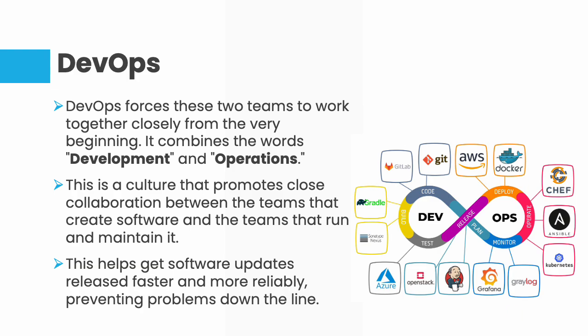It will give two big benefits. The companies can update their software more quickly, and there will be fewer errors and problems when the software is released. So DevOps is all about breaking down barriers between teams to deliver better software faster and more reliably. It's a culture of collaboration, automation, and continuous improvement.